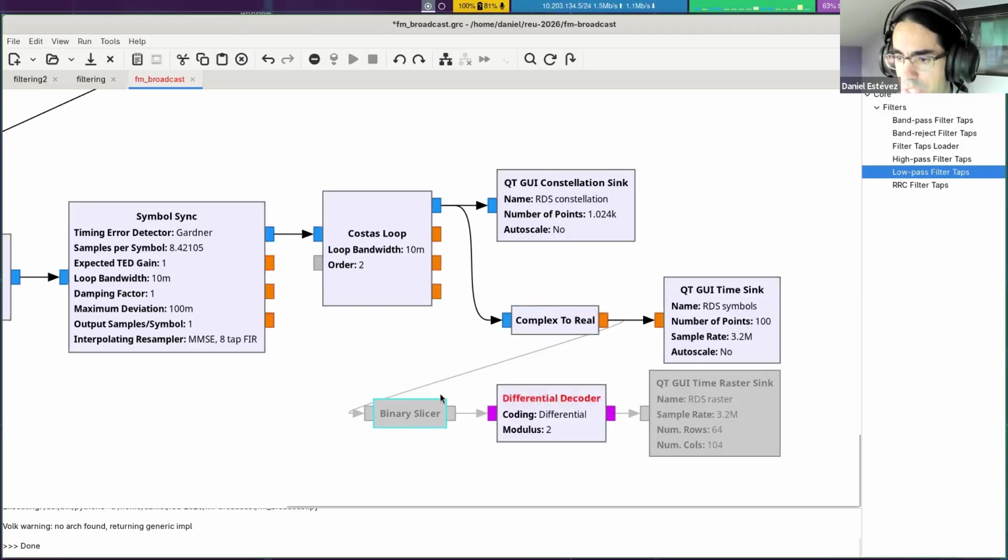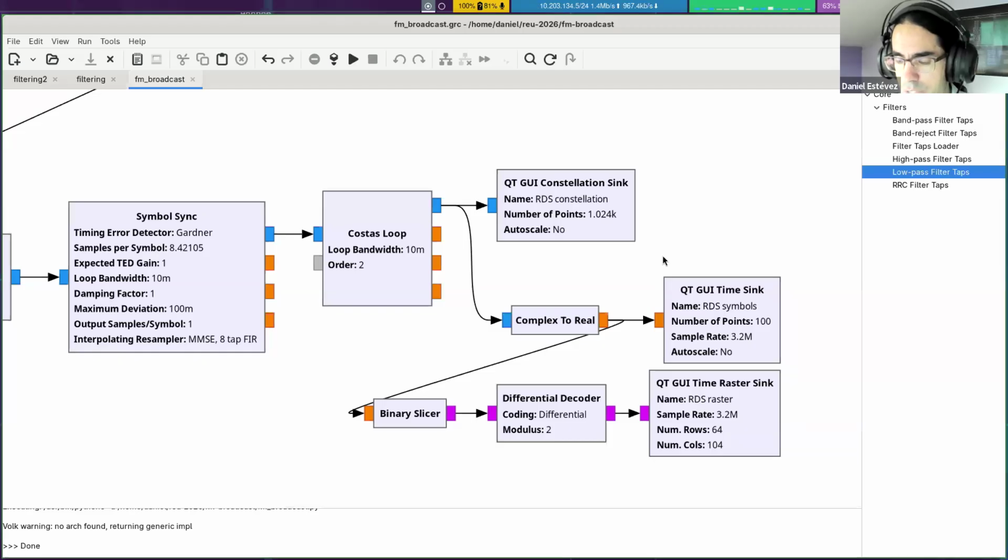And then there's something called differential encoding to fix that, which means if we want to transmit a 1, we transmit it as a change from whatever we transmitted for the previous symbol. So for example, we go from a 0 to 1, or we go from 1 to 0. If we want to send a 0, we keep the same value. So we go from a 0 to a 0, or from a 1 to a 1.